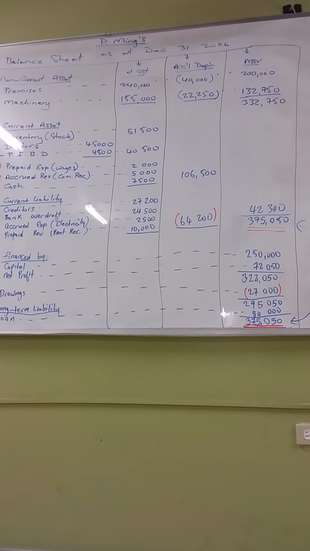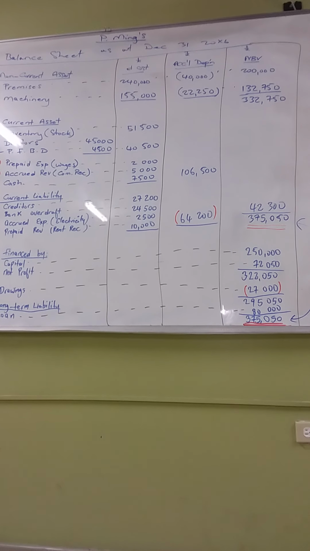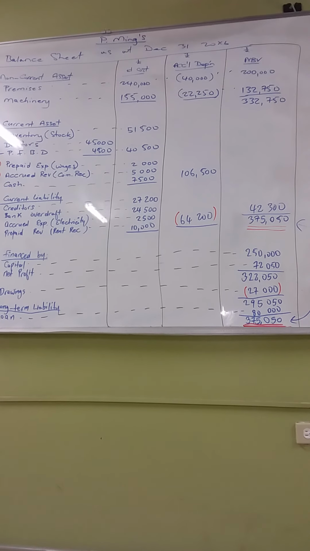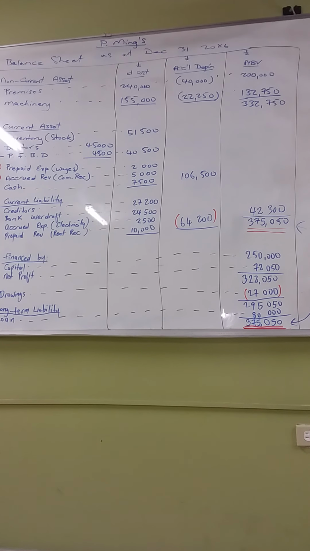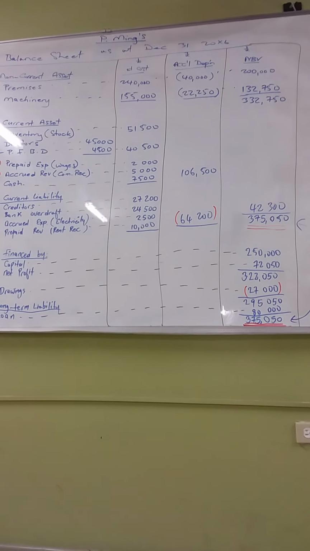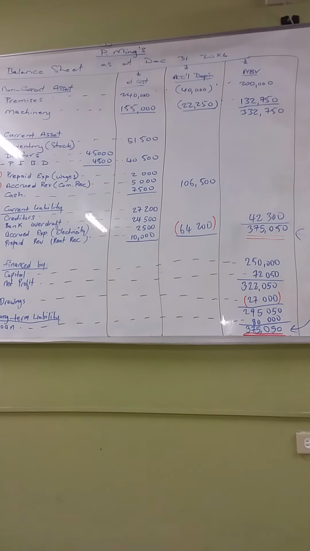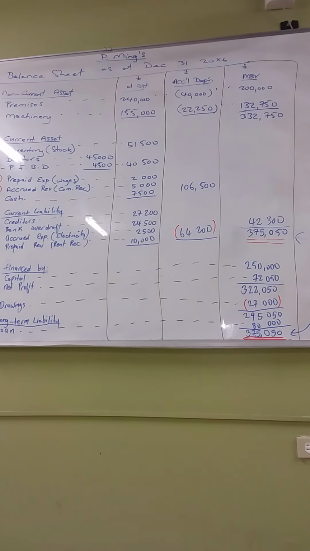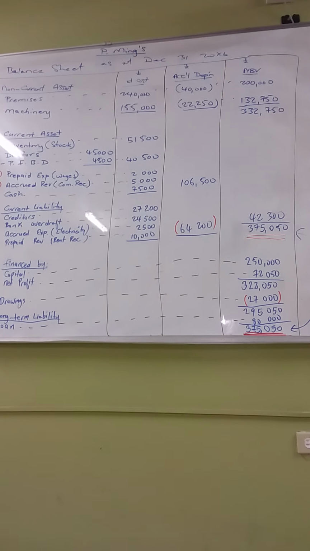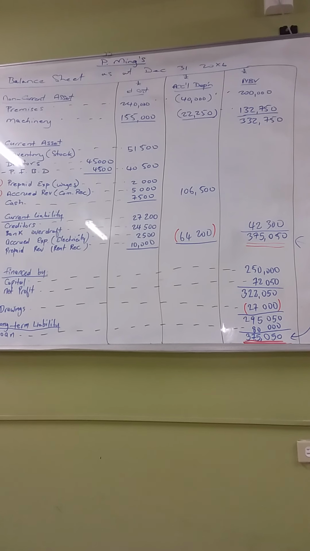Likewise with the machinery, at cost was 155. It was previously depreciated by what? Machinery was previously depreciated by 7.5, and then this year it was depreciated by 14,750. When you add the two, you get 22,250 to be your accumulated depreciation, meaning your overall depreciation at the end of this year. Now that 22,250 minus from the 155 gives you what? 132,750.